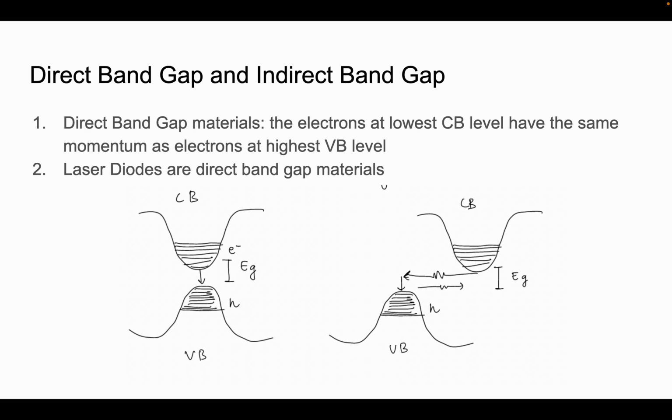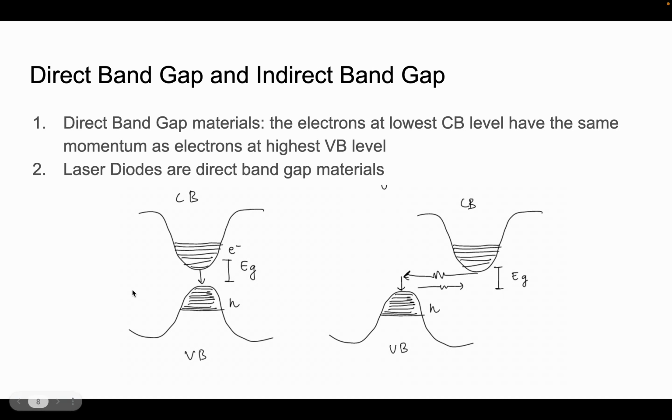Moving on to the next slide. So the direct band gap and indirect band gap. The definition is that for direct band gap materials, electrons at the lowest conduction band level have the same momentum as the electrons at the highest valence band level. So it's essentially the peaks and the valleys are lined together. They are in a straight line, like right here. So they have the same momentum, but different energies.